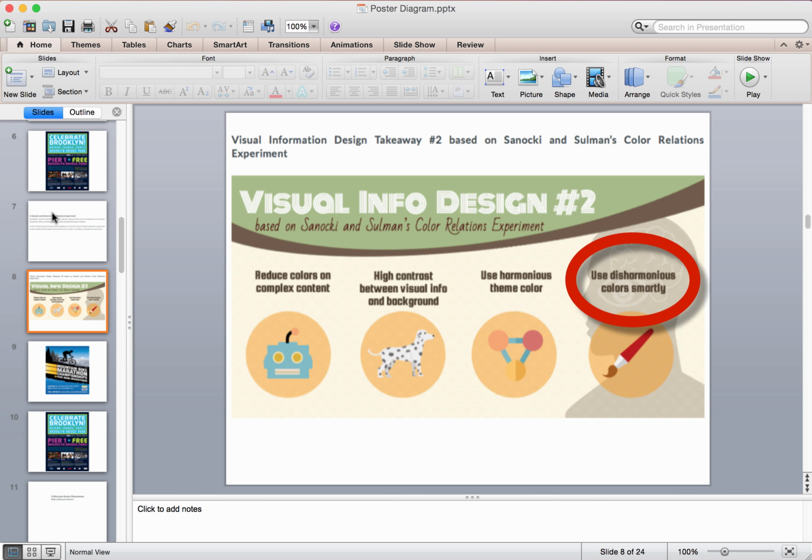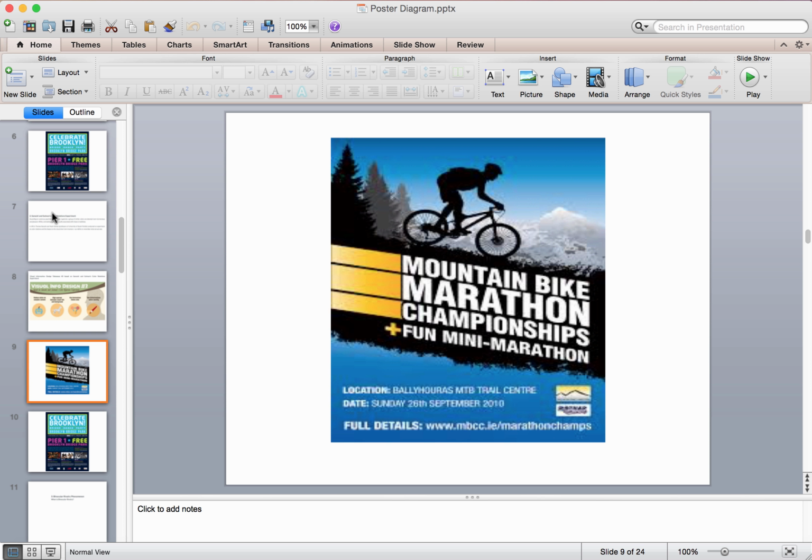And if you're going to use disharmonious or an accent color, use the accent color in a smart manner. Try to accent something that's important. So in this particular case, the off color, the accent color, the disharmonious color, yellow, is employed in these motion lines, which help reinforce the message that this is about a downhill mountain bike marathon championship.